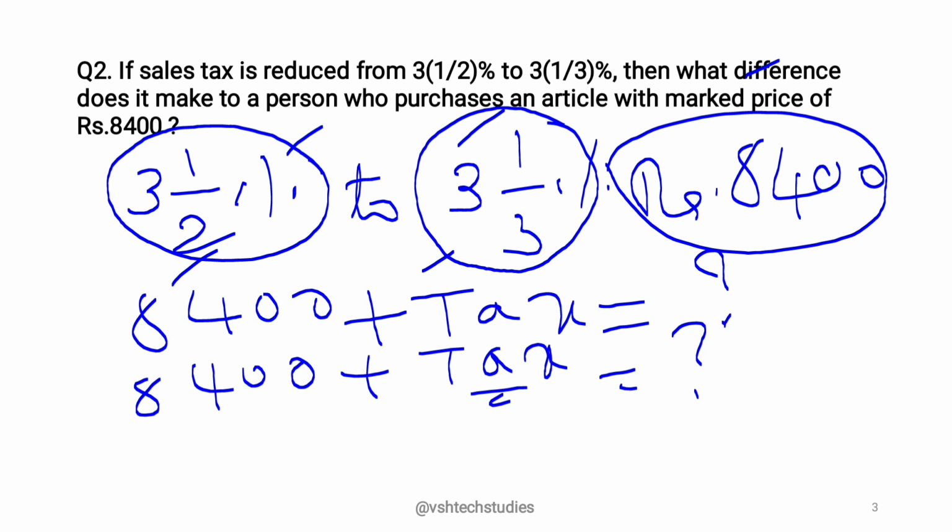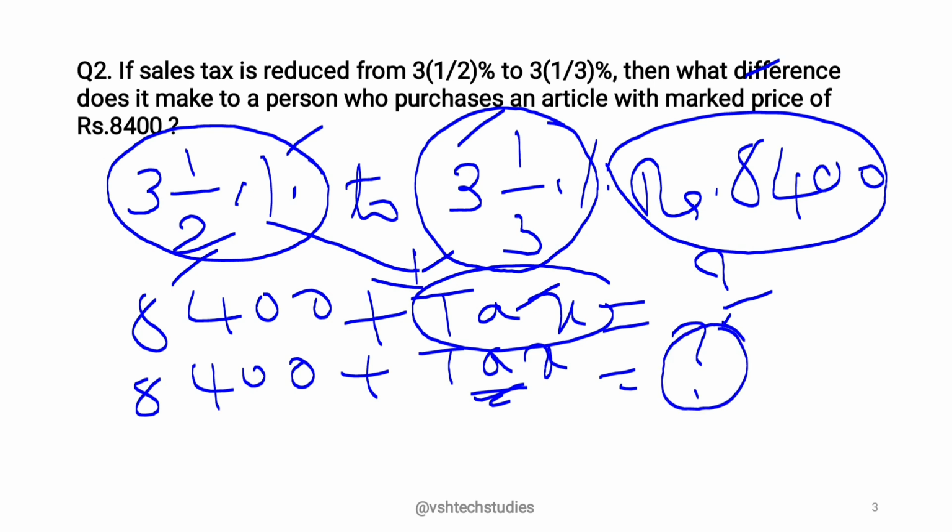So this is old tax, this is new tax. So this is the old amount that he had to pay for the article when the tax was 3.5%. Okay, this is the new amount that he has to pay for the article when the tax is the newer one, means when the tax rate is this. This is the analysis of the problem. We will have to write the mathematical equations for this and solve the equations.